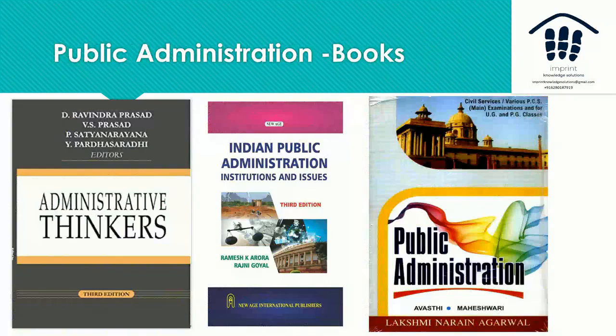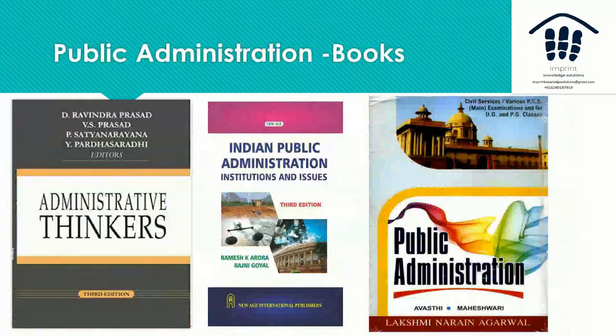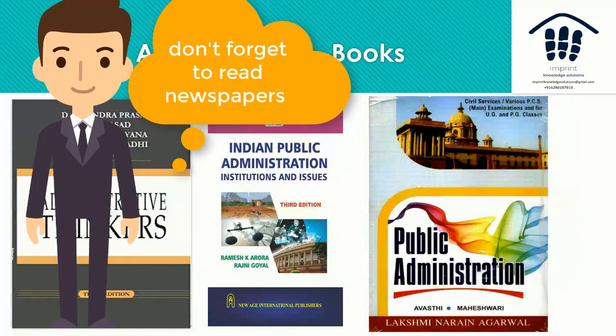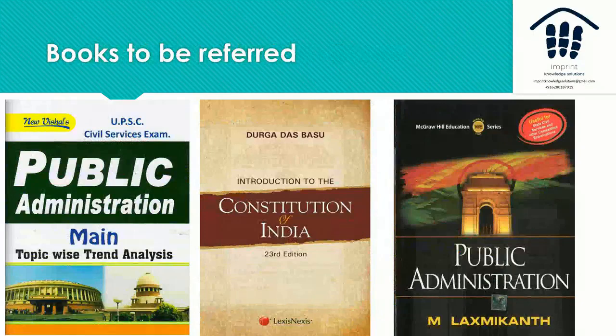Then obviously in paper 2 the standard book is Rajni Goel and Ramesh K. Arora. Though it's a little old book, what you would really require is partial reading of this book along with the reading of D.D. Basu or any book on the Constitution of India. Even the Bare Act would do, I would say. Then obviously Lakshmi Narayan Agarwal. The Avasthi and Maheshwari book is extremely good. This is normally suggested to supplement other areas in GS in paper 1. So these were the books that we normally refer.